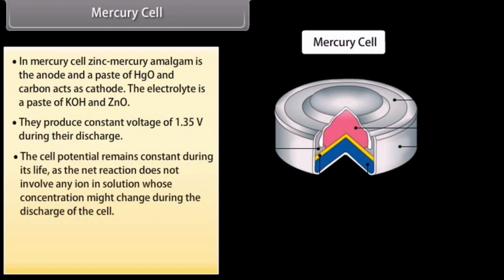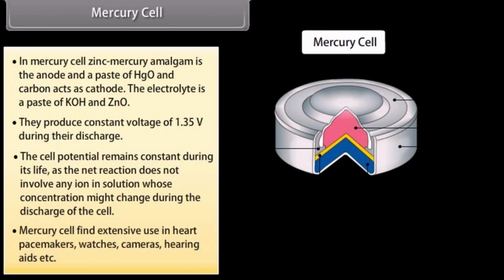The cell potential remains constant during its life, as the net reaction does not involve any ion in solution, whose concentration might change during the discharge of the cell. Mercury cell finds extensive use in heart pacemakers, watches, cameras, hearing aids, etc.